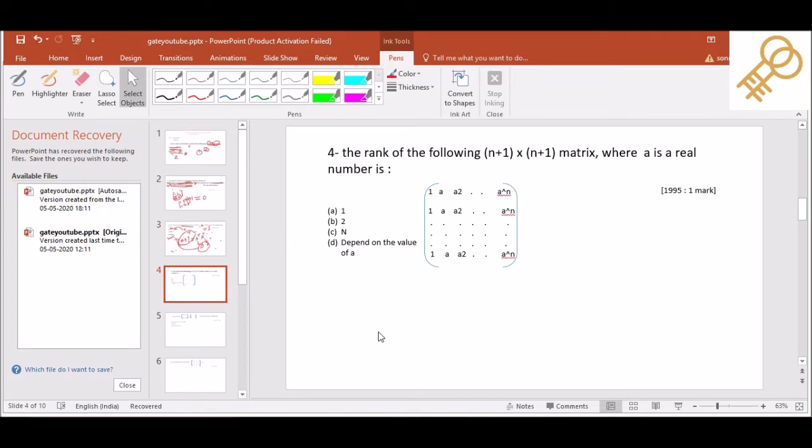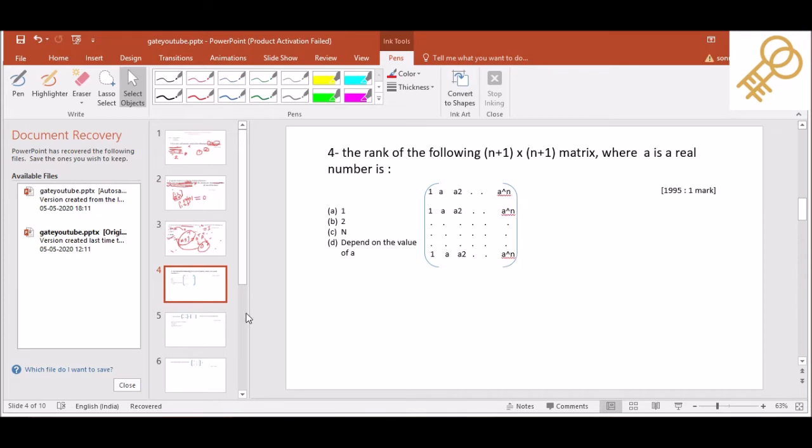Now coming to the next question, asked in 1985 for 1 mark. The question is the rank of the following n plus 1 cross n plus 1 matrix, where A is a real number. Before moving to the question, I'll explain how to determine the rank of any matrix. There are two ways. The first method is row echelon form. You make the matrix into row echelon form, and after finding it, you can get the rank of the matrix.